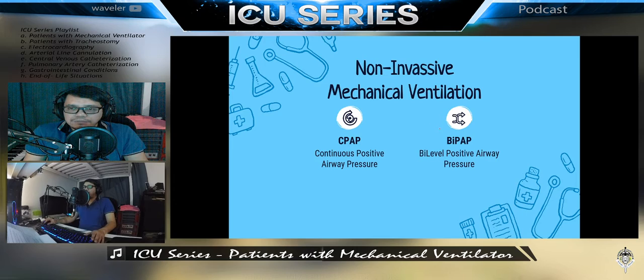On BiPAP, as you can see, bi means two, so there are two pressures being set here: the IPAP, or inspiratory positive airway pressure, and the EPAP, or expiratory positive airway pressure, which are set by the doctor or by the respiratory therapist in the ICU, depending on their assessment of the patient. And by the way, for these two modes, the patient should be stable and able to maintain their airway.